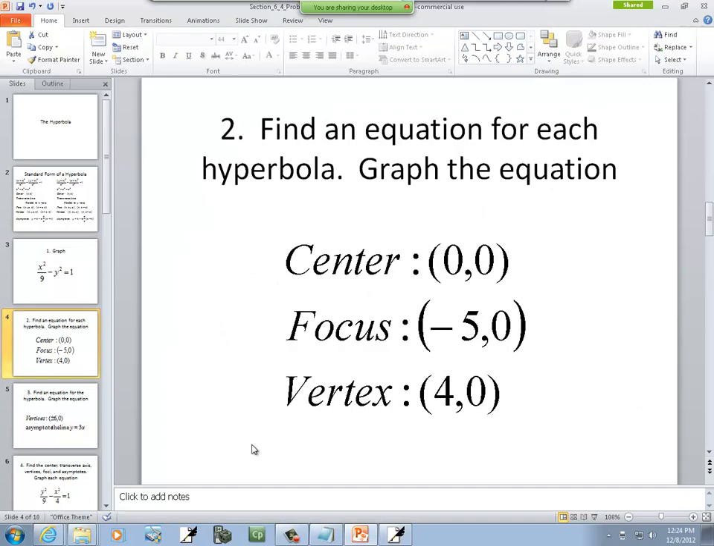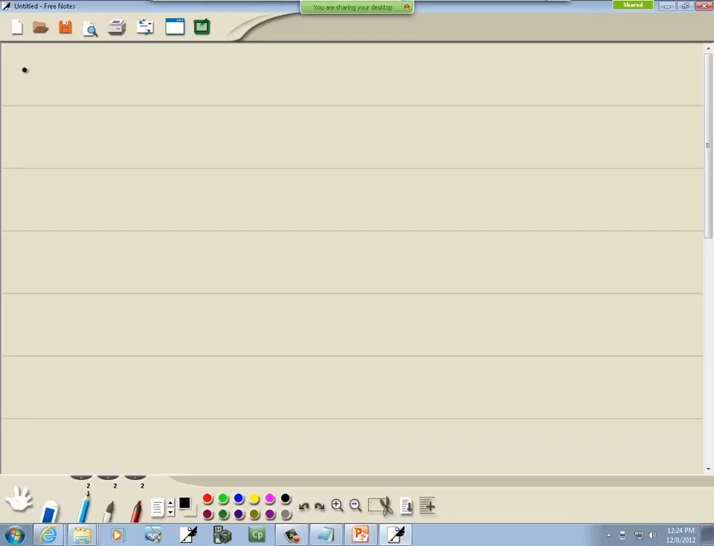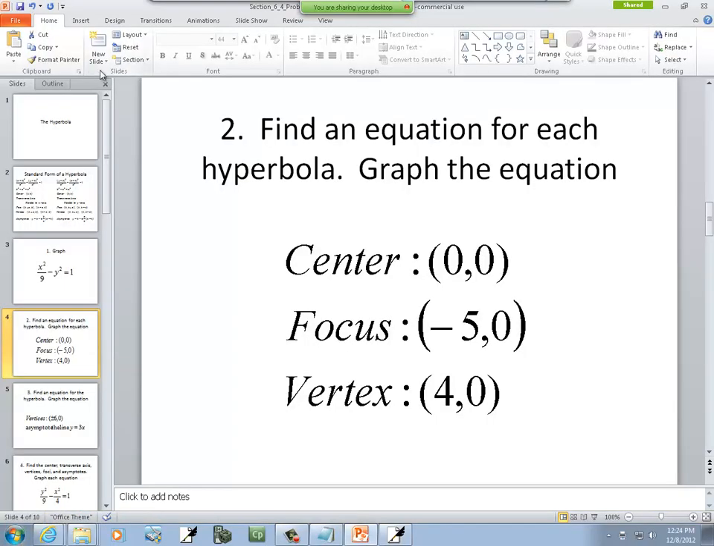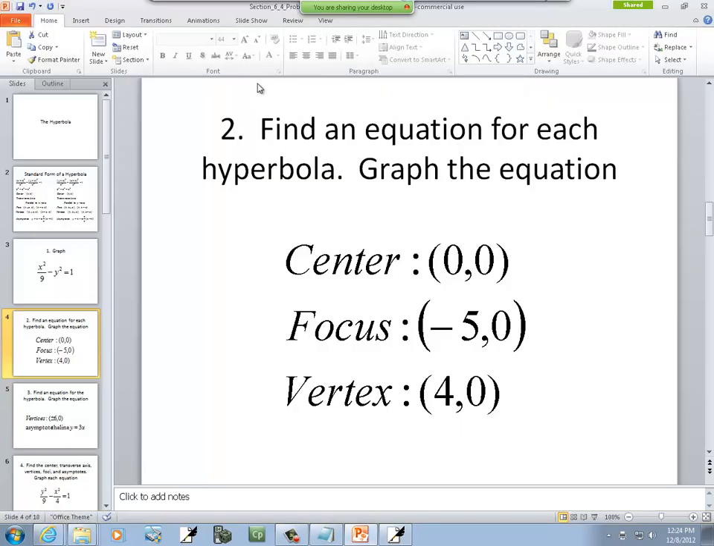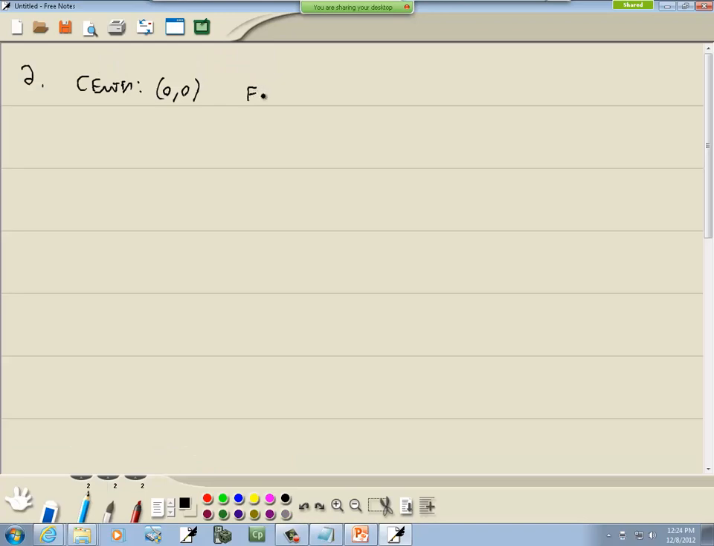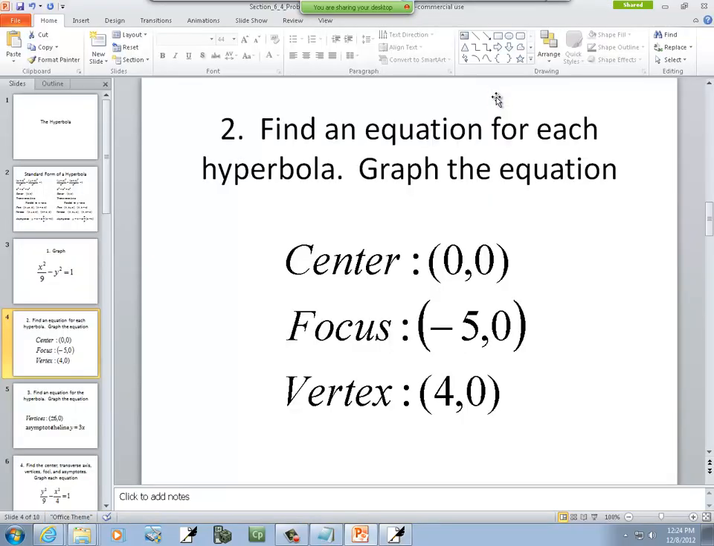Okay, let's look at our next problem. It says find the equation for each hyperbola, graph the equation. Center 0, 0. Our focus is negative 5, 0. Our vertex is 4, 0.